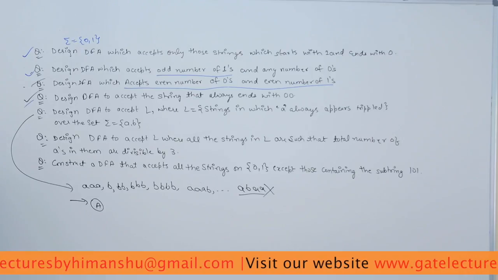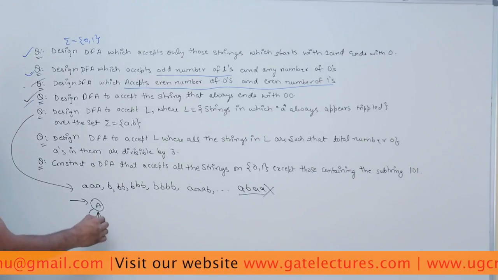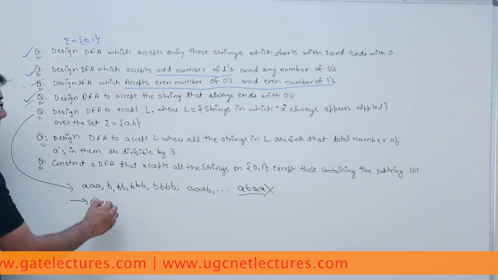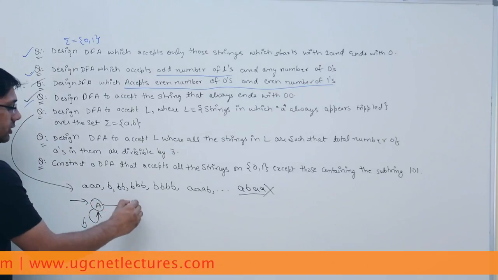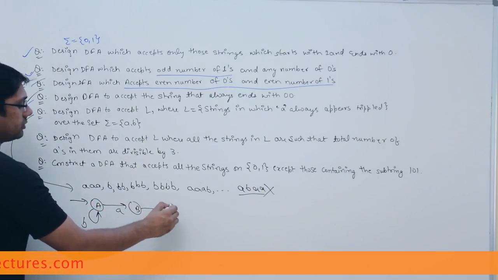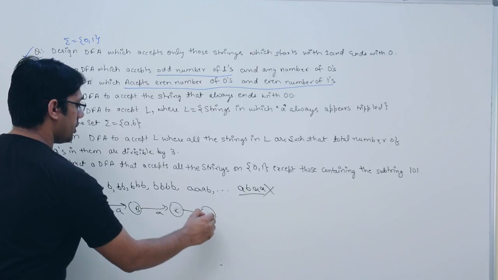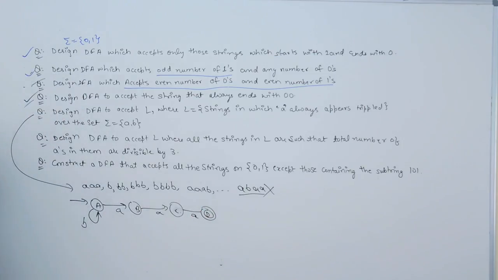We can have any number of B's at this state because we are not expecting any A. As soon as we get an A, now there should be three A's. There should be three A's, and then we will accept it.